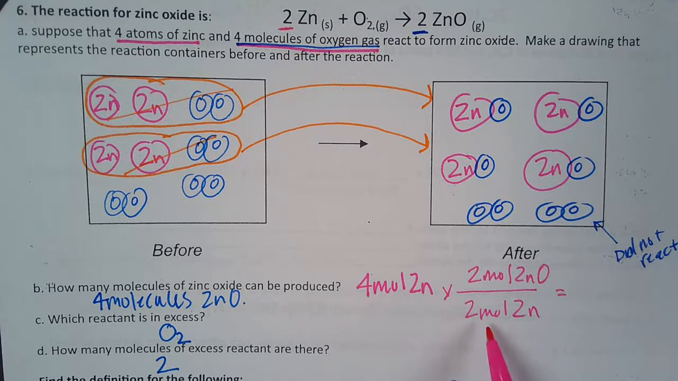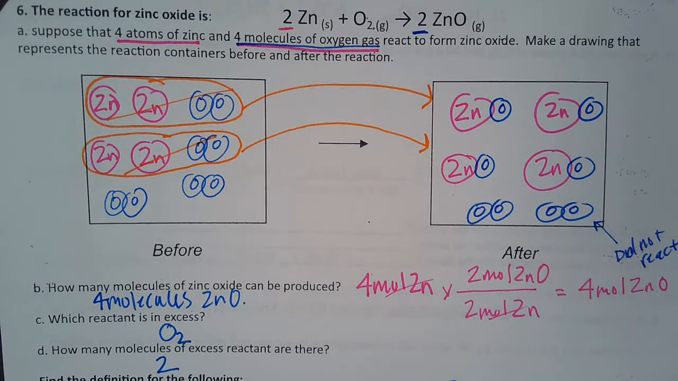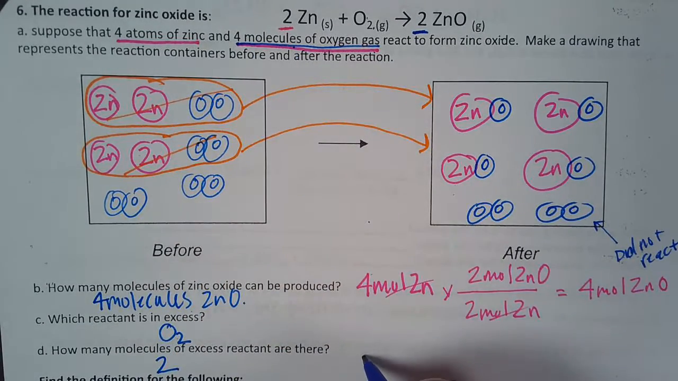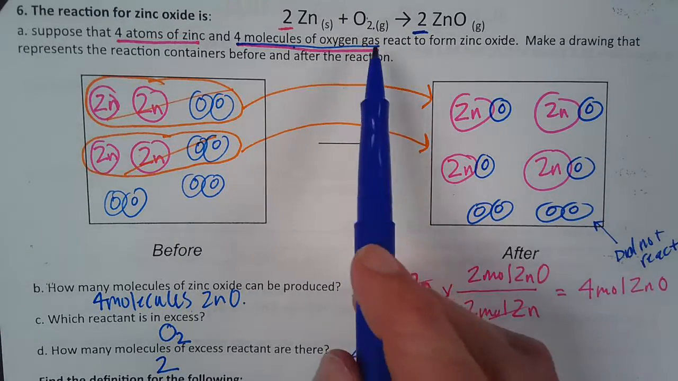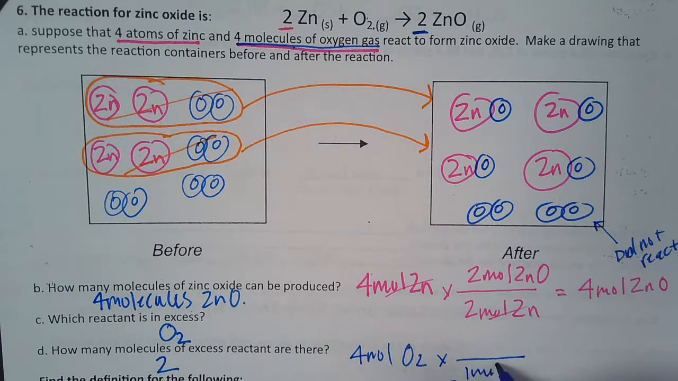So 4 times 2 divided by 2, that gets us the same number. So that's 4 moles of zinc oxide. Okay. Let's do the same thing for oxygen. It says we have 4 molecules. That means we can have 4 moles of O2. Okay. How many moles of O2 do we need to run this reaction? 1. So 1 mole of O2.